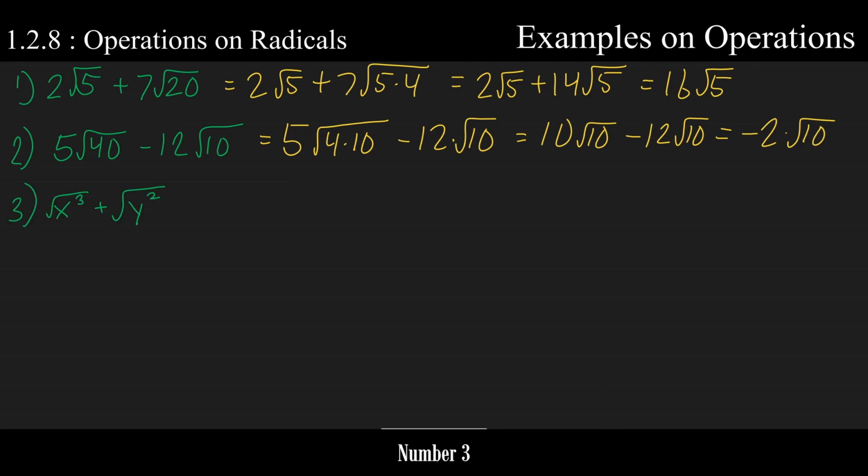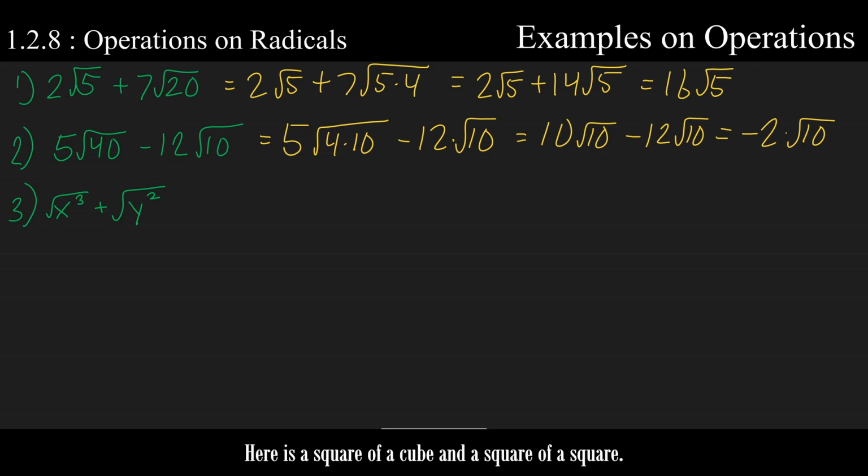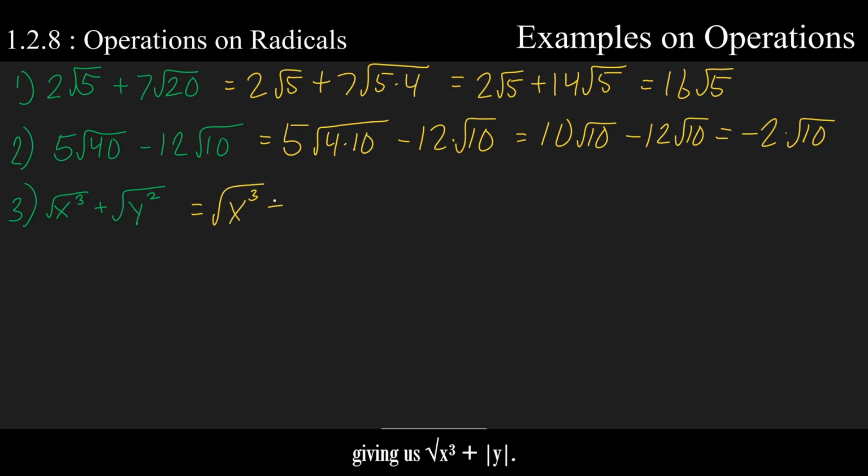Number 3, the square root of x cubed plus the square root of y squared. Unfortunately, many times you won't be able to combine terms of radicals. Here is a square root of a cube and a square root of a square. At most, all we can do here is simplify the square root of a square, giving us the square root of x cubed plus the absolute value of y.